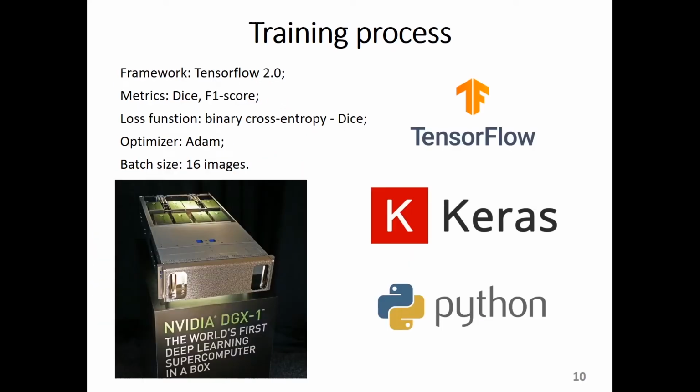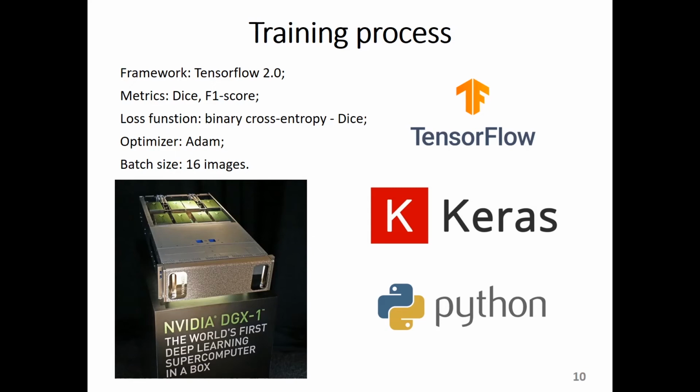To estimate developed model, there were used dice coefficient of similarity, which shows the quality of segmentation, and F measure, which shows the quality of detection and separation of objects. The launch of the CNN was carried out on the supercomputer NVIDIA DGX-1. As a numerical optimization algorithm, adaptive moment estimation optimizer was chosen. As a loss function, binary cross entropy minus dice was used.